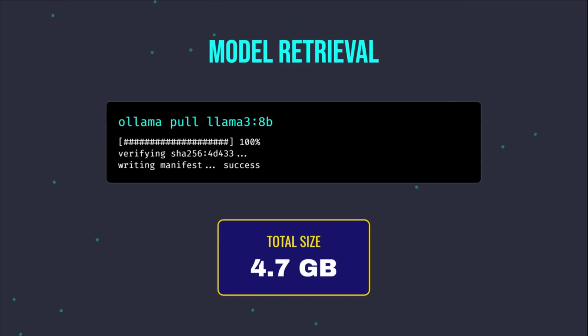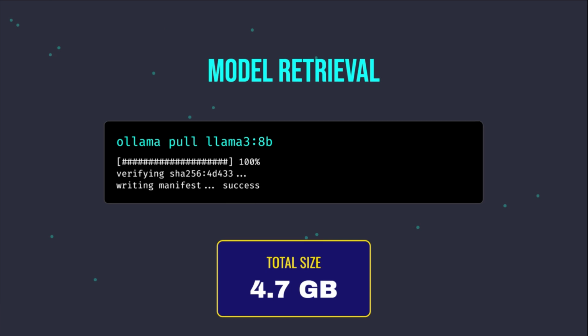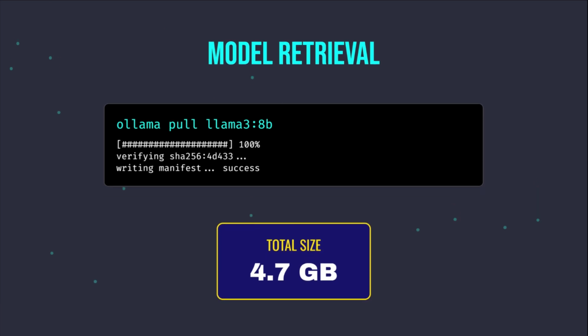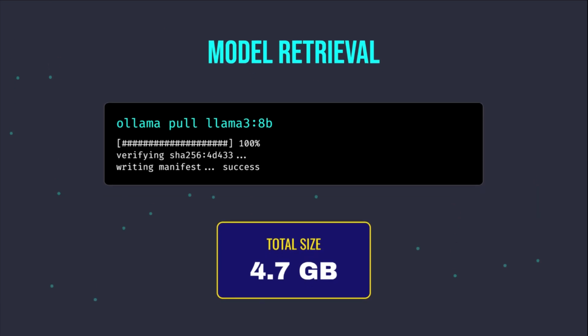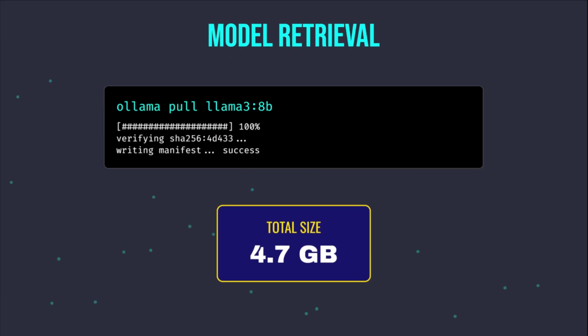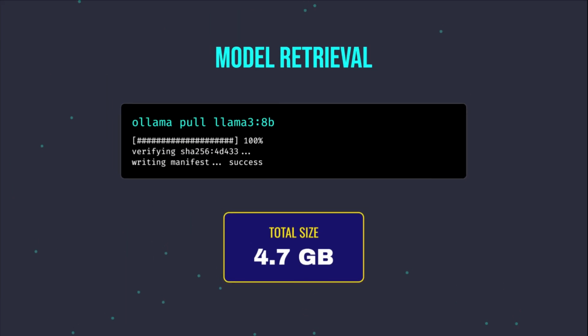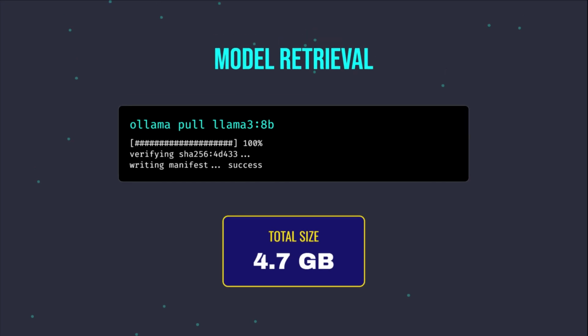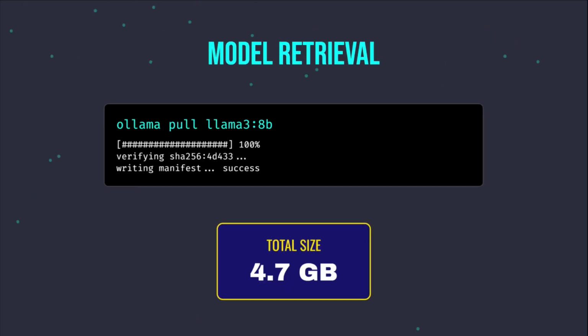Initiate the model download using the command ollama pull llama3:8b. This command retrieves the quantized 8-bit version optimized for local execution. Monitor the console output to confirm the layer hashes match the expected manifest, ensuring data integrity during transfer. The total download size is approximately 4.7 gigabytes.